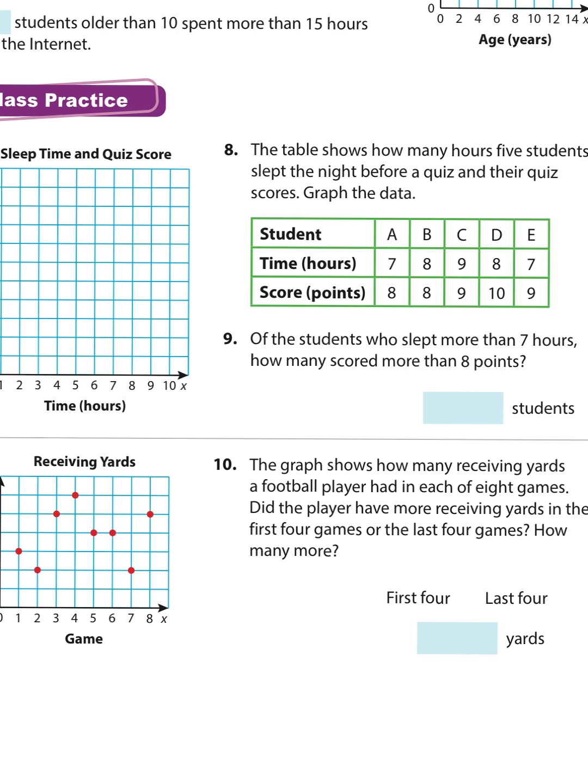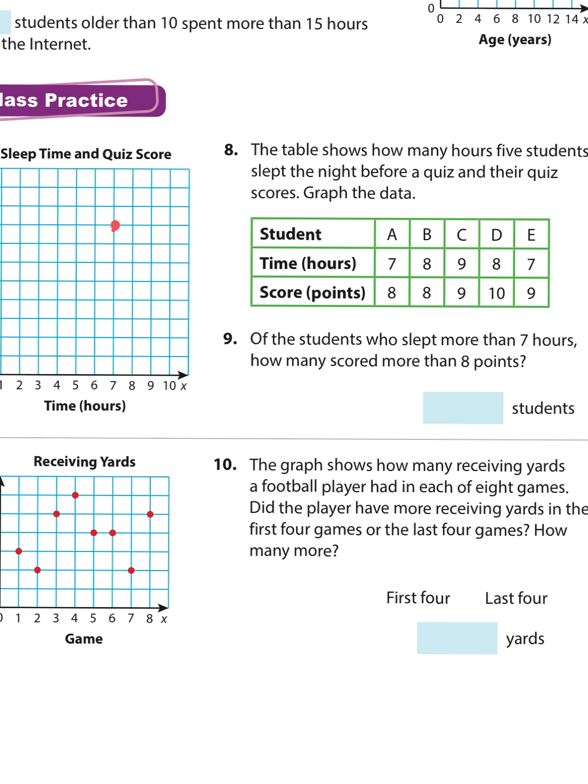Okay, here we have an example of sleep time and quiz scores. It says the table shows how many hours 5 students slept the night before a quiz and their quiz scores. Graph the data. So out of 10, student A scored 8 points and had 7 hours of sleep. So down here, this is the hours of sleep. This is their score. So I'm going to go over to 7. I'm going to go up to 8 to show student A's data.